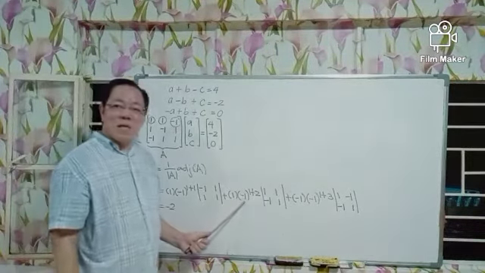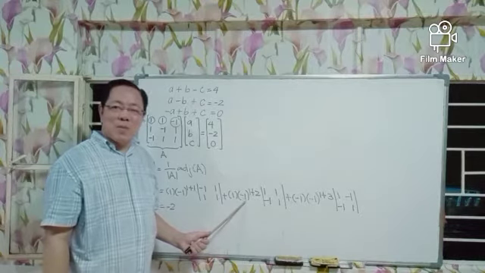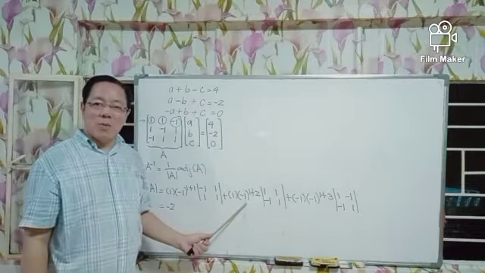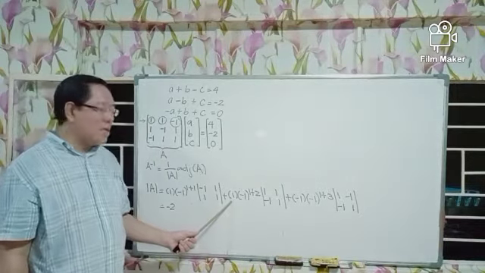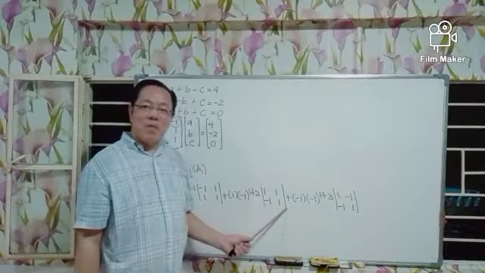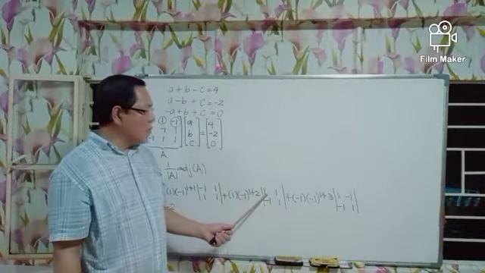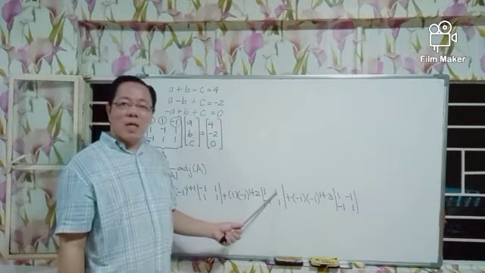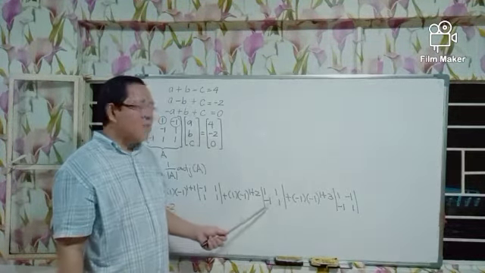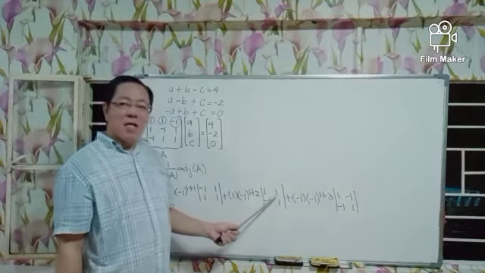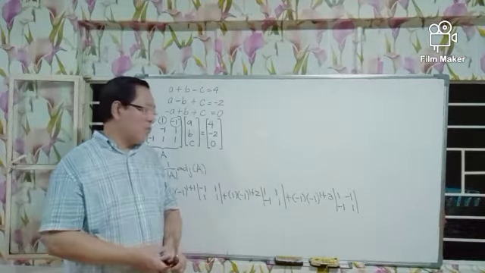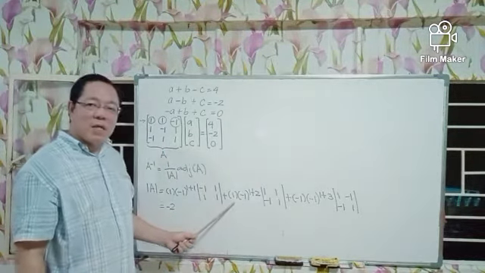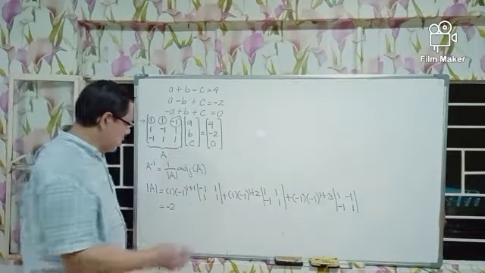The second term, negative 1 raised to 1 plus 2, is negative 1 raised to 3. And negative 1 raised to 3 is negative 1. Multiplied by 1 is negative 1. Multiplied by this determinant of order 2: 1 times 1 is 1. Minus 1 times 1 is negative 1. We have 1 minus negative 1 is positive 1. We have 1 plus 1 is 2, multiplied by negative 1 is minus 2.